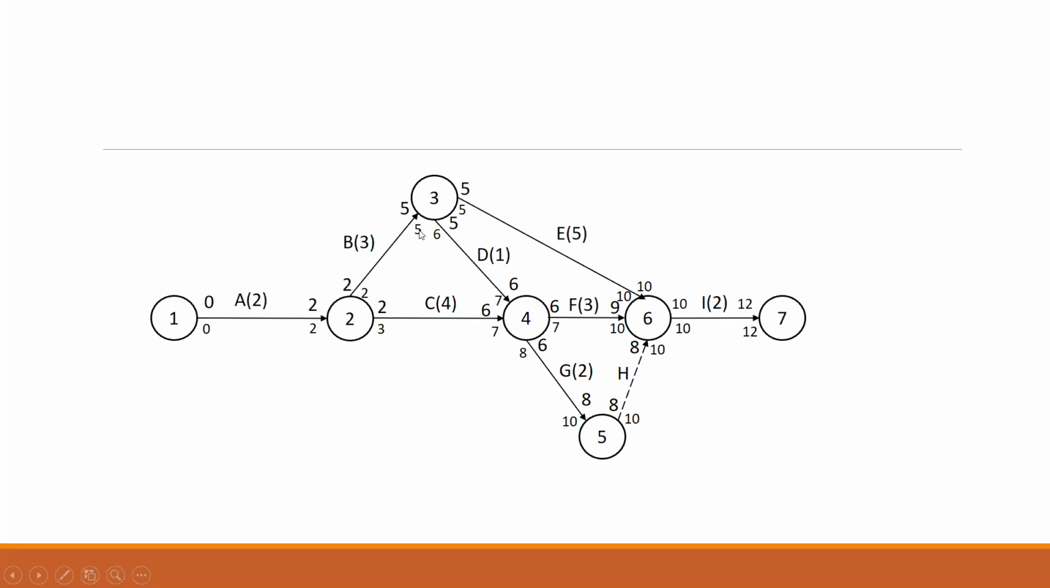Okay, so this is 5. 5 minus 3 gives you 2. Here we have 7. 7 minus 4 gives you 3. The least among 2 and 3 is 2, so I put 2 here. And finally, 2 minus 2 gives you 0. That is how we go backwards.